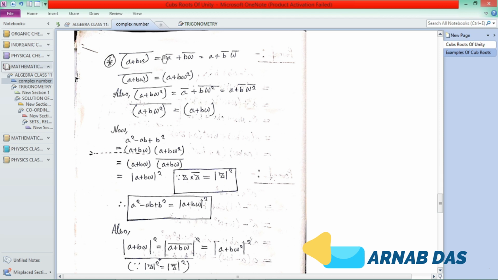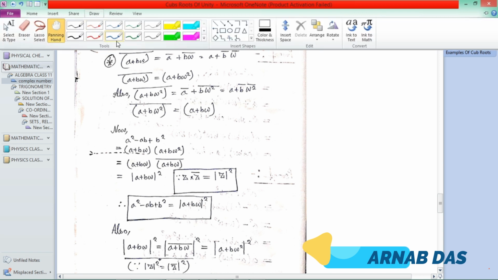The bar of a plus b omega equals a bar plus b omega bar, equals the bar of a is a, and b omega bar equals b bar into omega bar, and a plus b omega bar is generally equal to a plus b omega square. Why?